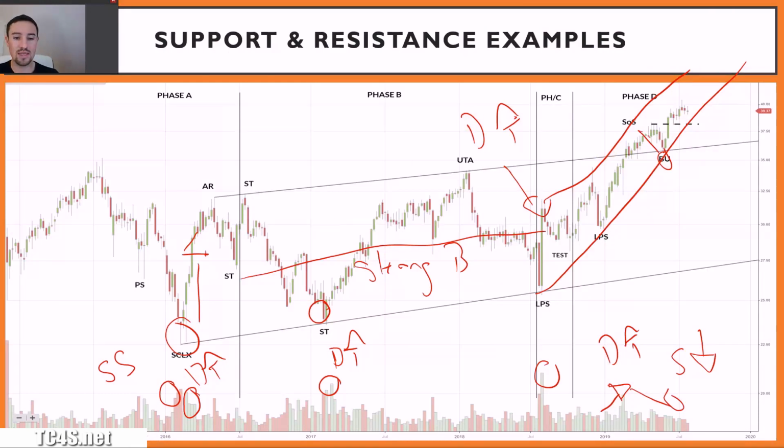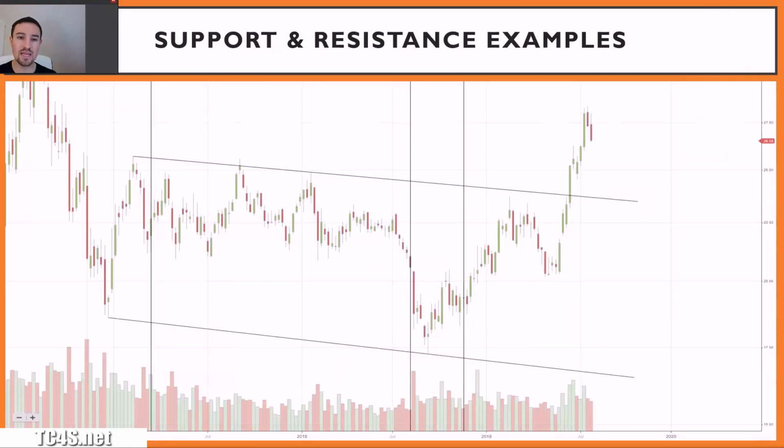So let's go on to the next example, which is going to be downsloping. So slightly different, and remember the context of where we're coming from.